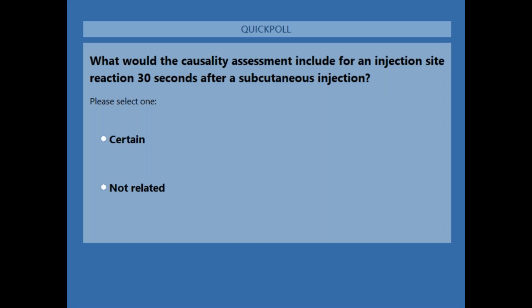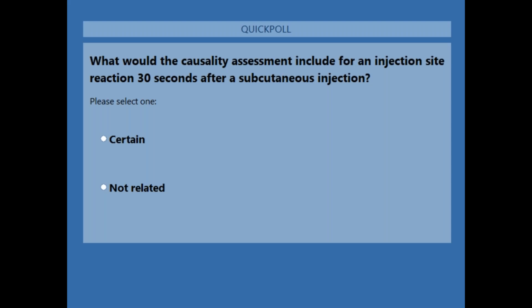No problem jumping in to do our third poll question. And there it is, everyone. So the third question is, what would the causality assessment include for an injection site reaction 30 seconds after a subcutaneous injection? So is it certain or not related? So please go ahead and cast your votes.